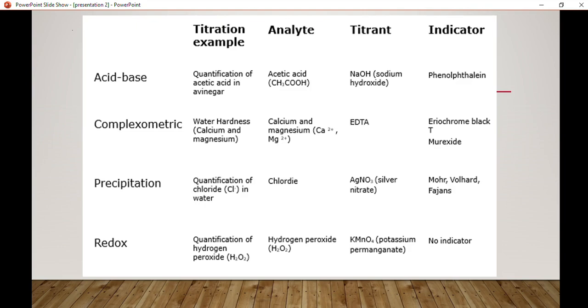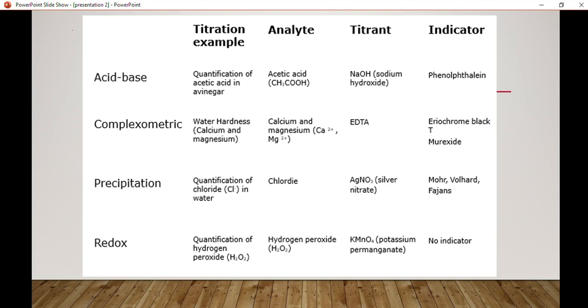Some examples: in acid-base titration, for example quantification of acetic acid in vinegar. Analyte acetic acid, titrant NaOH sodium hydroxide, indicator phenolphthalein. In complexometric titration, for example water hardness, calcium and magnesium. Analyte calcium and magnesium, titrant EDTA, indicator Eriochrome Black T.